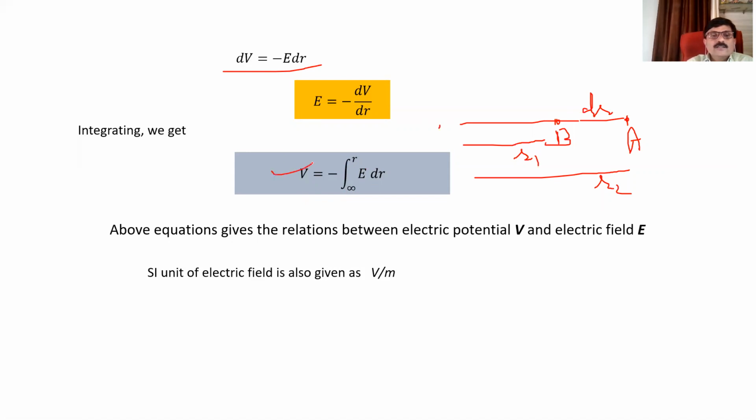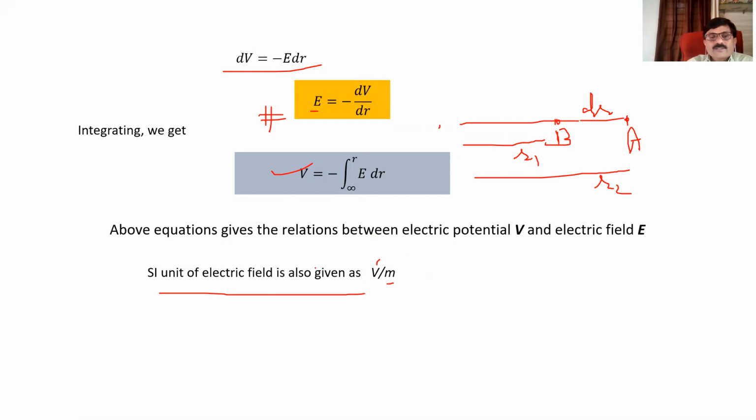So this is the equation which represents the electric potential as a line integral. It is the integral of E dr. These two equations are very important because we have to use them in further articles. These equations give the relation between electric potential and electric field. The electric field is the potential divided by distance. The potential is measured in volt, distance is measured in meter, and therefore the unit of electric field is V by m.